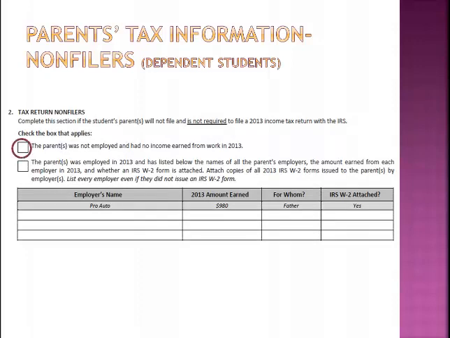Check the first box if your parents did not work at all. If your parents worked but were not required to file taxes, check the second box, list all employers, the exact amount earned, and attach all W-2s.